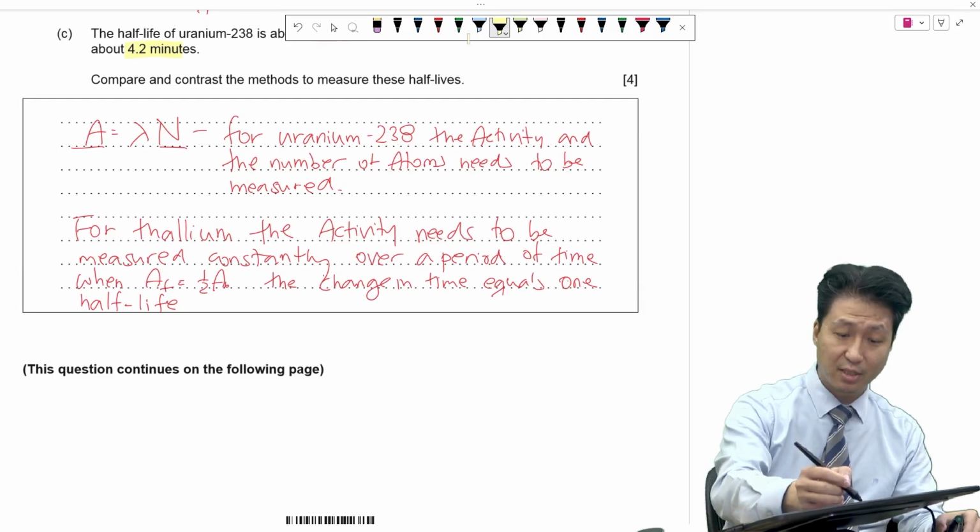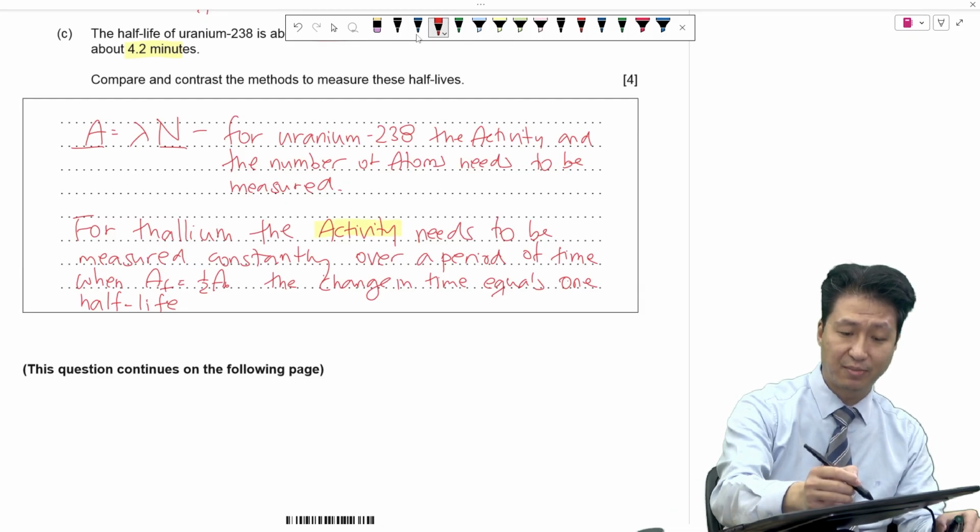The same can be done not just with the activity, but with the remaining number of thallium atoms.